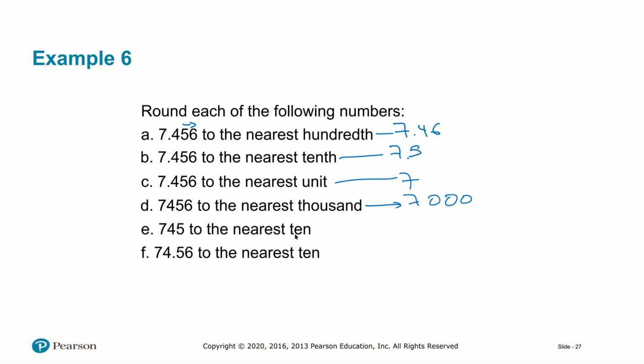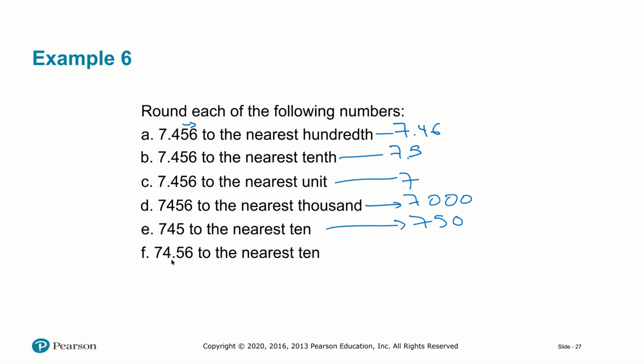745, we want to round to the nearest 10. Now we know this is the units digit, this is the tens digit. So we stop there, then we look to the right. When we look to the right, that's a 5. When it's 5 or higher, we round up, right? So this becomes a 5, and that becomes a 0. So this rounds to 750 to the nearest 10.